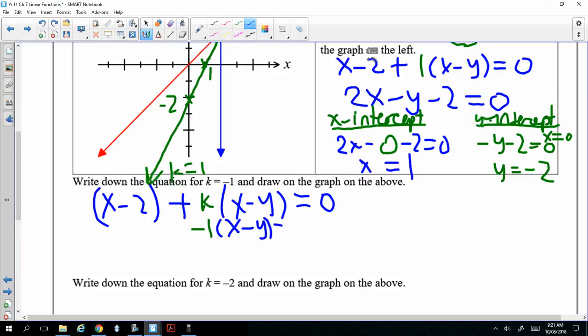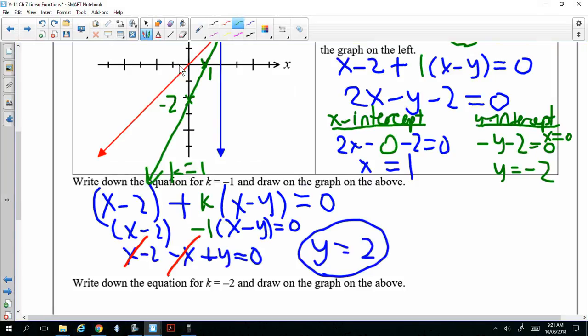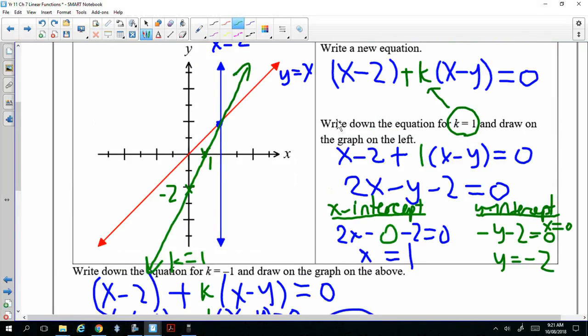So we get x minus 2 minus x plus y equal to 0. Now what happened to the x term? They cancel. You get a simple equation this time: y equals 2. What sort of line is this? Well, they're all straight. What do we call that? Horizontal. And what do you see again? They cross through this point again, for k equal to -1.